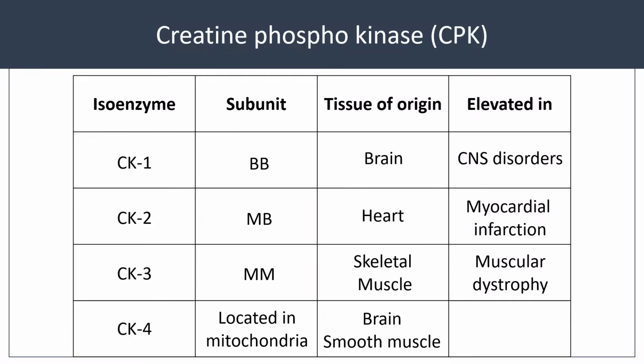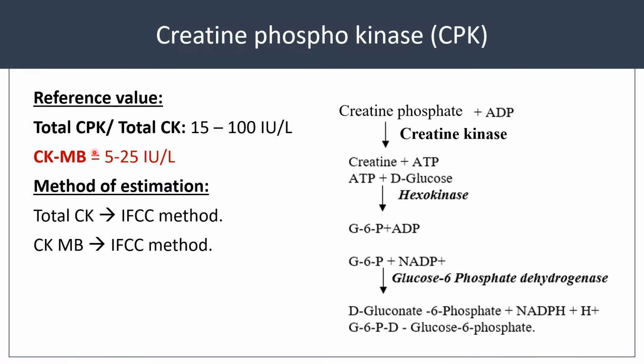So what is the reference value for these two concentrations? The reference value for total CPK is 15 to 100 international units per liter, and for CKMB is 5 to 25 international units per liter. So you have to memorize these two. Okay, and the method for estimation of total CK and CKMB is an IFCC approved method.